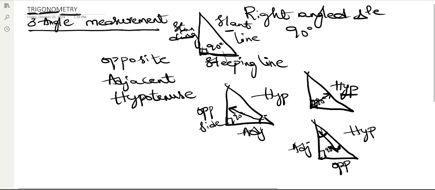If in case the angle is here, the line which is opposite to this angle is considered as opposite side and the other one is considered as adjacent side. And if the angle is given here, the opposite line to the angle would be this. So we name this as the opposite side and the other line as adjacent side, and we know that the line which is opposite to the 90 degrees is hypotenuse. So these are the basic things about trigonometry.